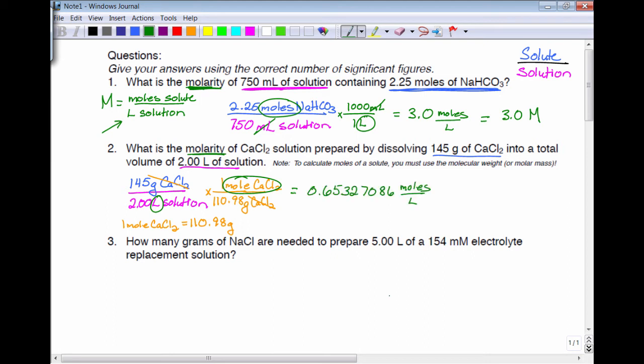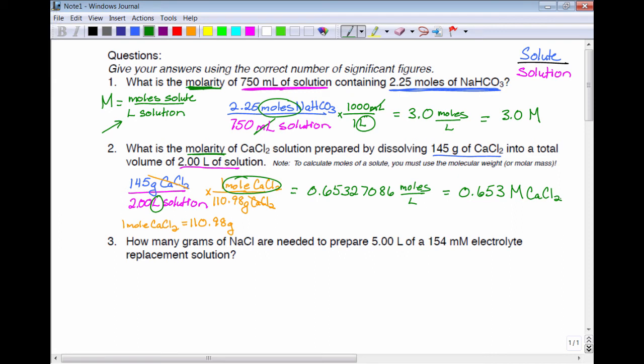Here I've written my calculator answer, and I would round this to 3 significant figures because I was limited by 3 significant figures based on my original information. The answer is 0.653 molar calcium chloride.